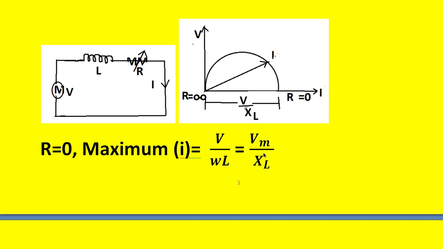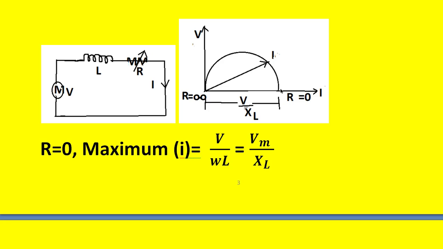So this is the current flowing in the pure inductor, which means the current lags the applied voltage by 90 degrees. It will be here, and that value is also maximum in this circuit. So we get maximum current here. This is the first position, so we have to fix it.